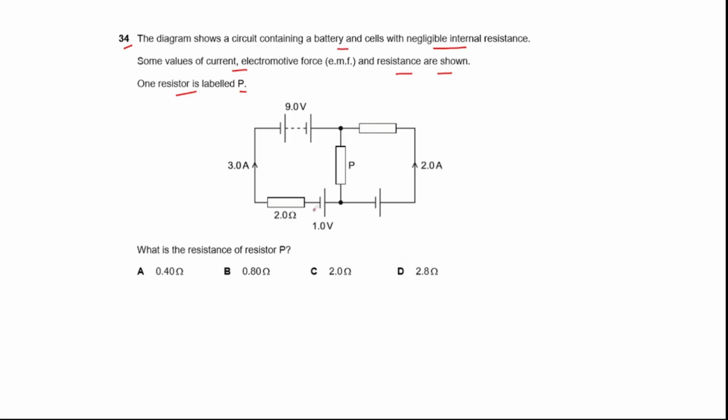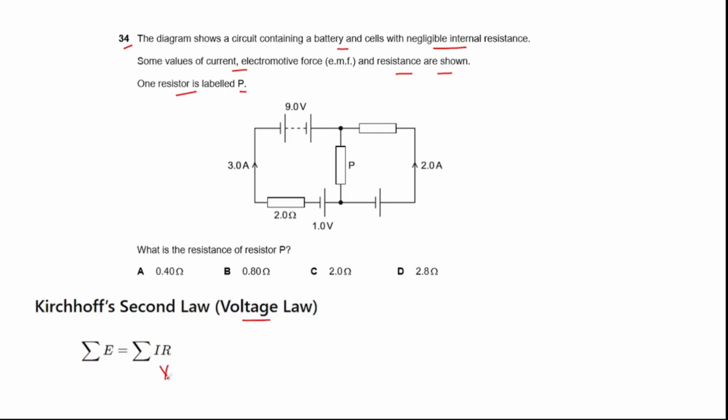So here you have to use Kirchhoff's second law, also called the voltage law. The sum of the EMF will be equal to the sum of the current multiplied by the resistance. So this is the normal voltage drop. There are two loops. This is loop 1 and this is loop 2. If you are considering loop 1, you can use this Kirchhoff law.